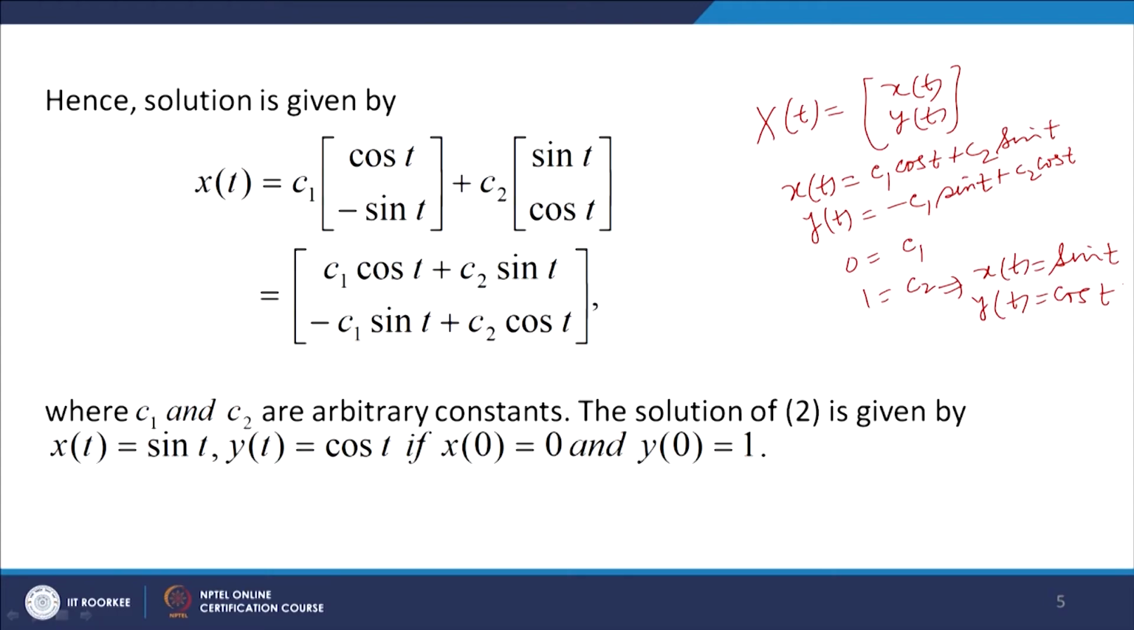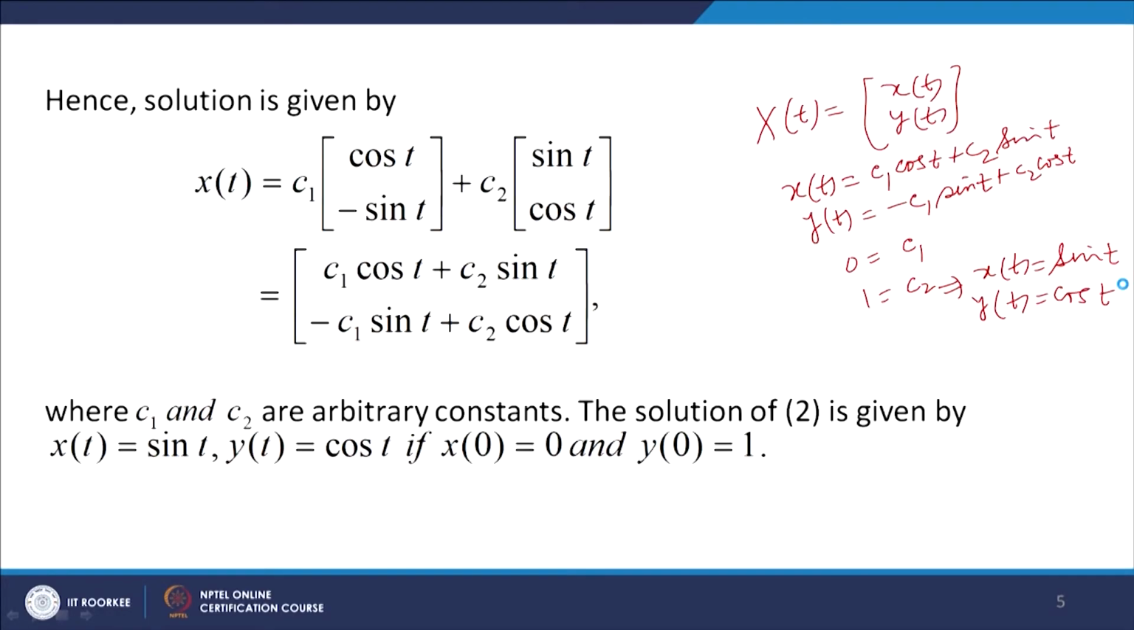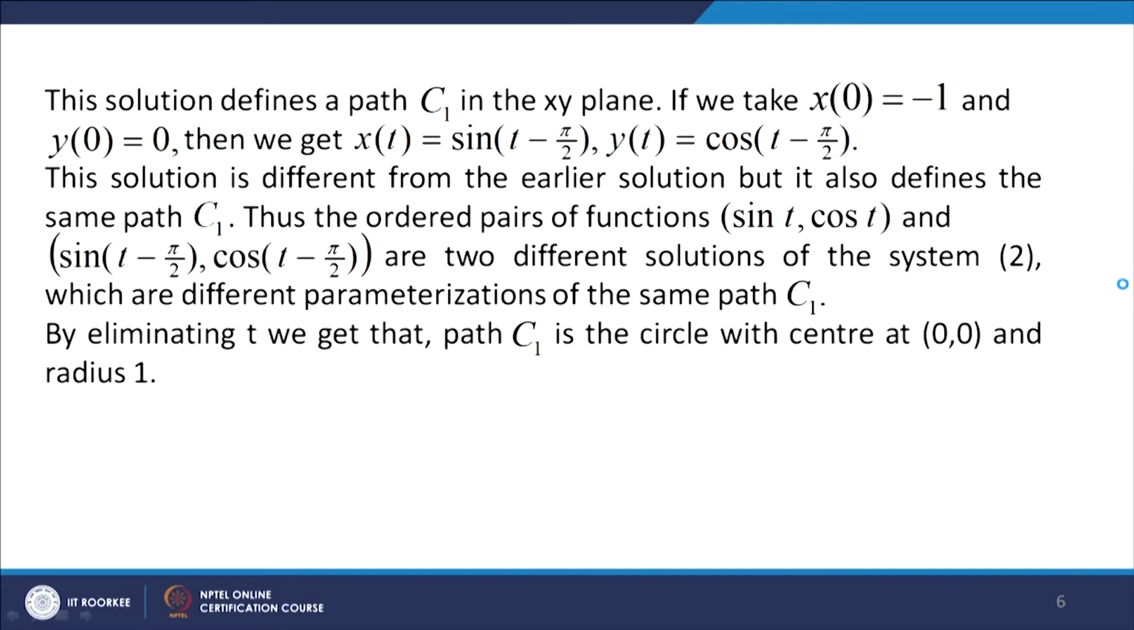So, if we put the initial condition that at t = 0, x is 0, and at t = 0, y is 1, then the solution of the autonomous system (2) is given by x(t) = sin t, y(t) = cos t. Now this solution x(t) = sin t and y(t) = cos t defines a path. Let us call that path C1 in the xy plane.